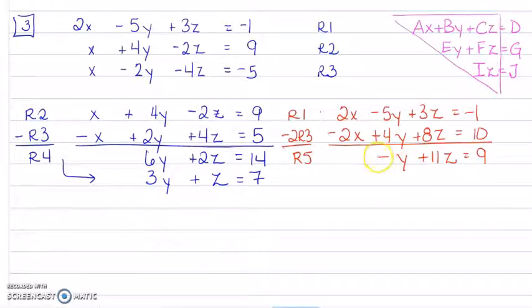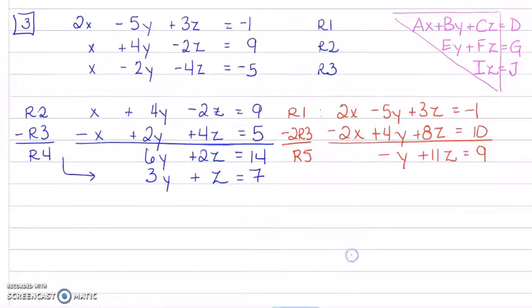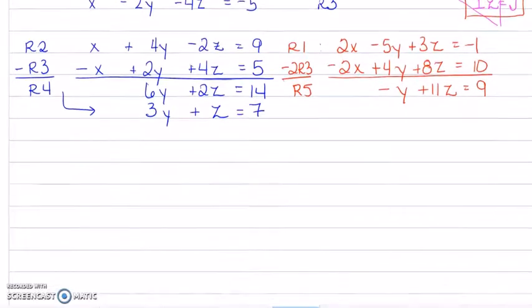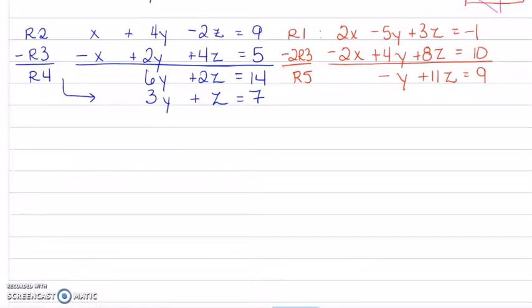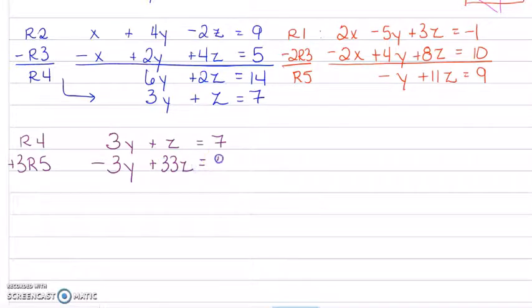Now, if I was just going to rewrite this, I'd probably multiply by a negative 1, but my goal is to get towards a z equals. So I'm going to leave that, and then I'm going to take row 4 plus 3 times row 5. So row 4 was 3y plus z equals 7. And then 3 times row 5 would give me negative 3y plus 33z equals 27. You're starting to get an idea of why it's essential to line everything up.